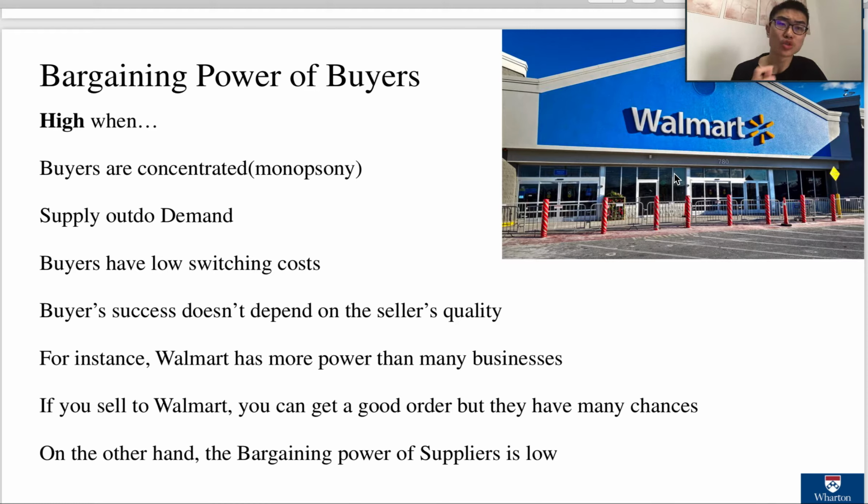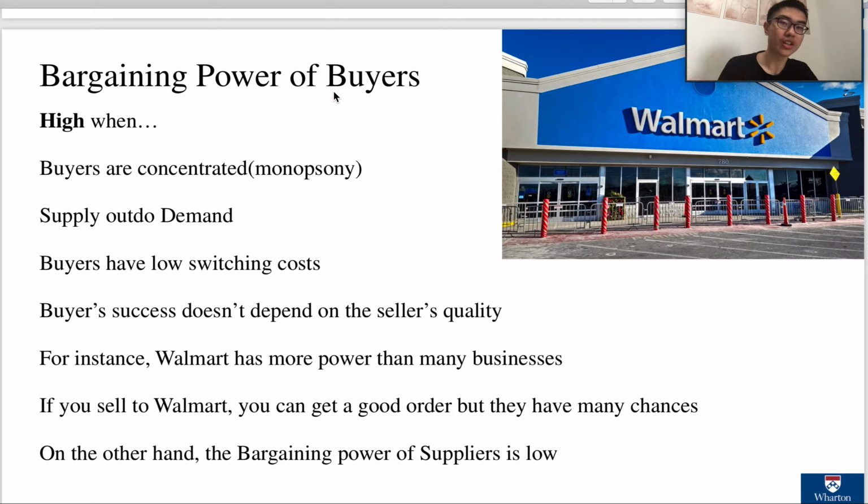And buyers have low switching costs, which means buyers can choose from a wide variety of enterprises rather than one supplier. They can choose from a lot of suppliers, like Walmart. And buyer success doesn't depend on seller's quality. Yeah, this is also interesting. This means the same thing, that the buyers will have a lot of choices among a lot of businesses. For instance, the best example is definitely Walmart, but I want to clarify that buyers does not only mean big customers.